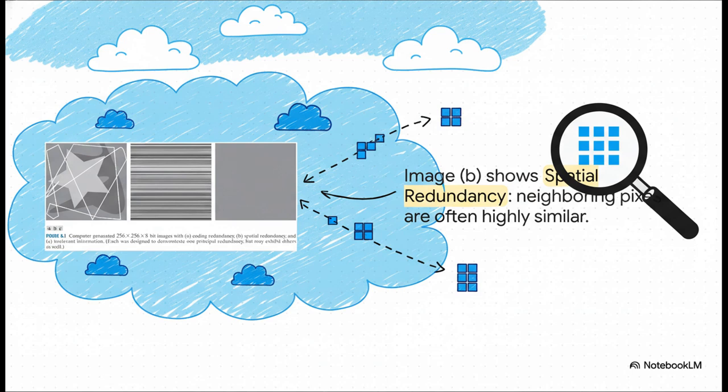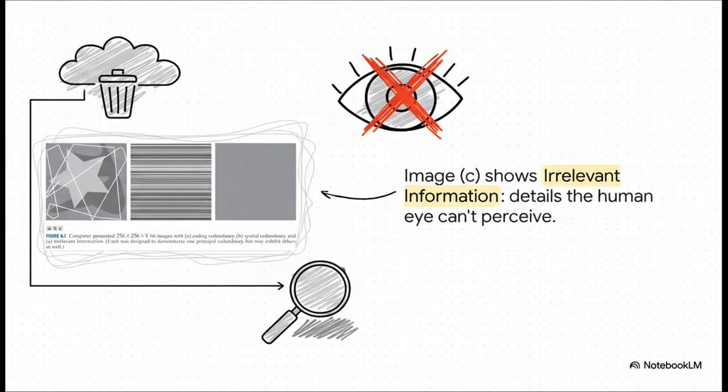All right, next we've got spatial redundancy. This one's pretty intuitive. Pixels that are right next to each other are often really, really similar. Think about a photo of a clear blue sky. Instead of storing the exact color value for millions of nearly identical blue pixels, what if we could just say, hey, this whole area here is blue? That is a huge amount of repeated information we could potentially just get rid of. And finally, there's irrelevant information. This is all the data that represents details so incredibly subtle that our eyes can't even see them.